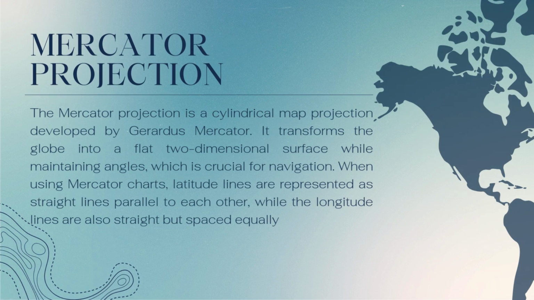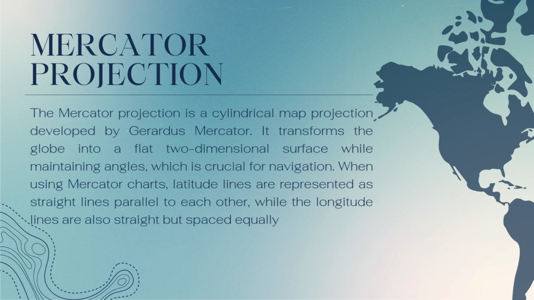Next, we need to know what is Mercator projection. So Mercator projection was developed by Gerardus Mercator, a 16th century cartographer who wanted to help navigators follow a straight line path more easily. This projection turns the round Earth into a flat map by stretching the globe into a rectangle.